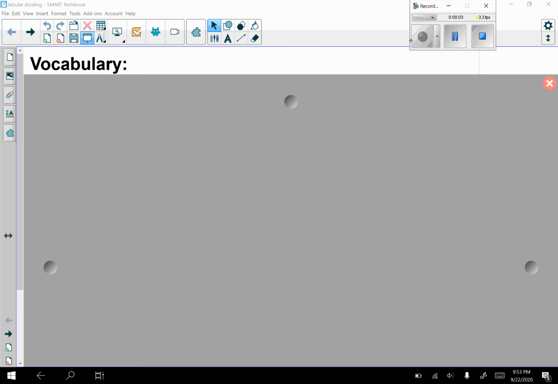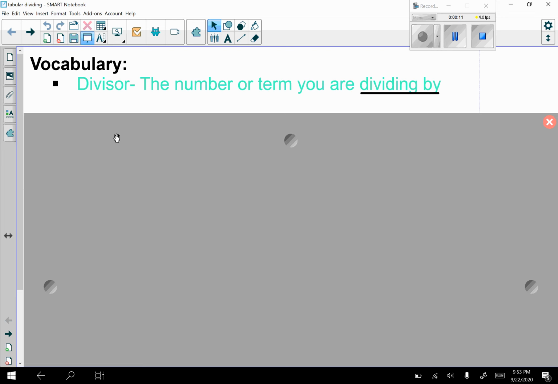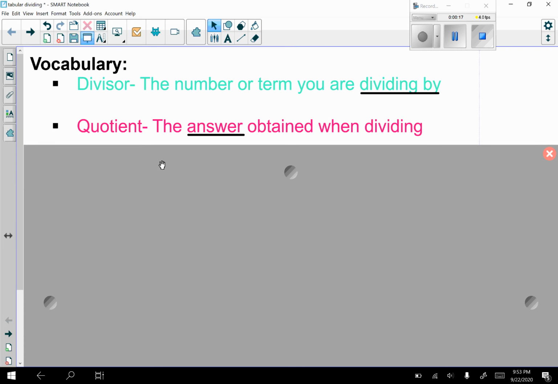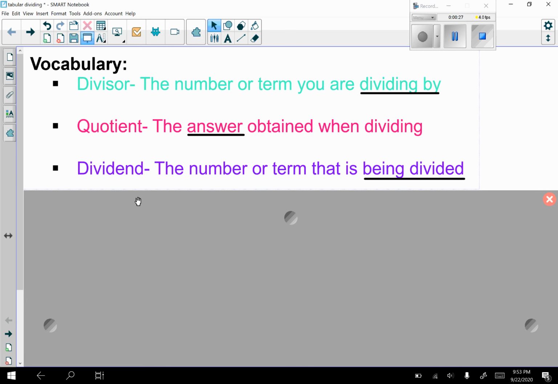This video is about dividing polynomials. Before we get into some of the examples, let's go over some vocabulary. So a divisor is the number or term that you are dividing by. A quotient is the answer obtained when dividing, just like product is the answer you get from multiplication. And then dividend is the number or term that is being divided.